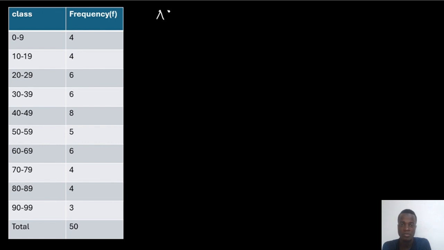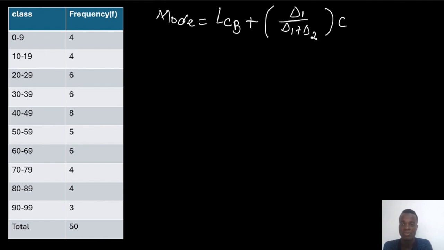We said the mode for data type 3 is equal to the lower class boundary plus a fraction, a component of the class size. This C is the class size. So we have change in 1 over change in 1 plus change in 2. We explained that change in 1 is the difference between the class frequency and the frequency before, while change in 2 is the difference between the class frequency and the frequency of the class after.